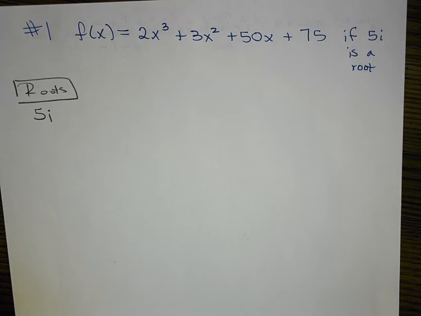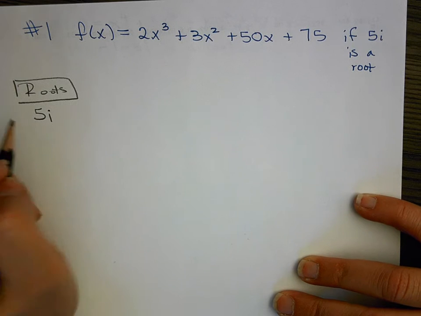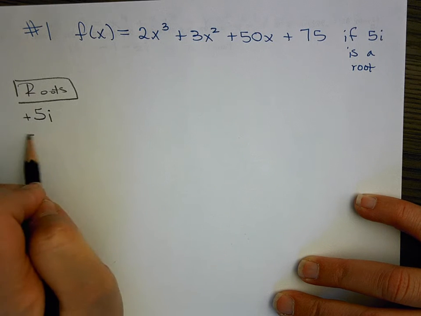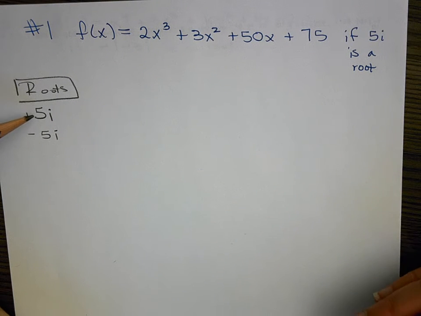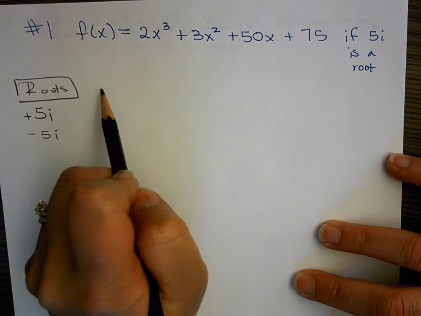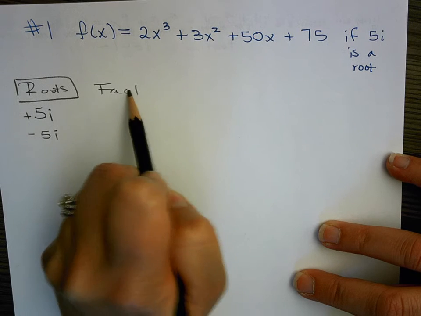And then because if we have a complex root, it has to come in a conjugate pair. So that means if there is a positive 5i as a root, there has to be a negative 5i as a root. So anytime we have one imaginary root given, we're actually given two of them because we have its conjugate pair as well. So once we get the root, we want to create its factor.